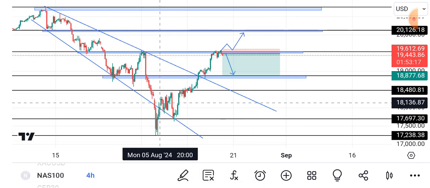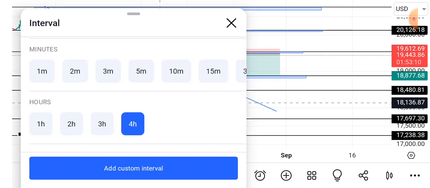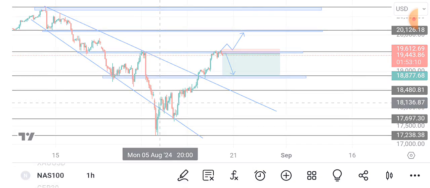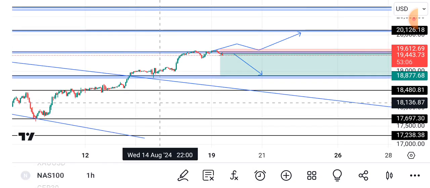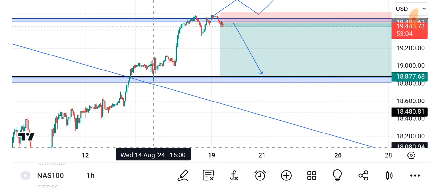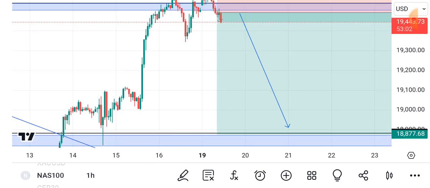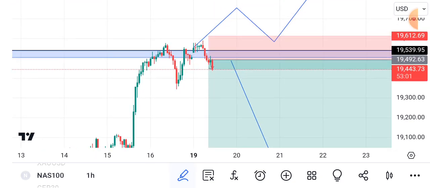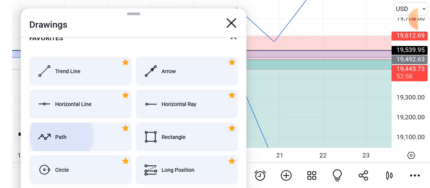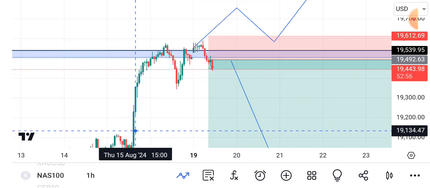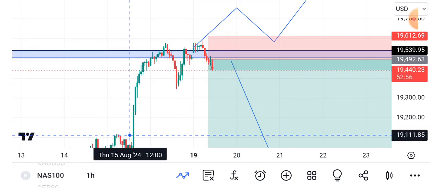I can see a double top from the H4, which means it's a stronger one. Let me show you on H1. You'll see the double top, I meant to say. You can see the M formation right here. And we know that the M formation is a reversal pattern.